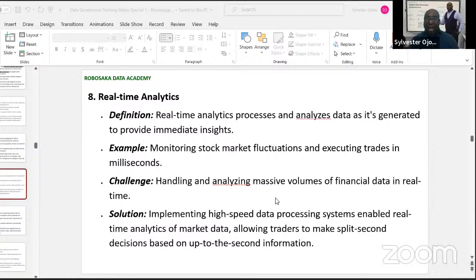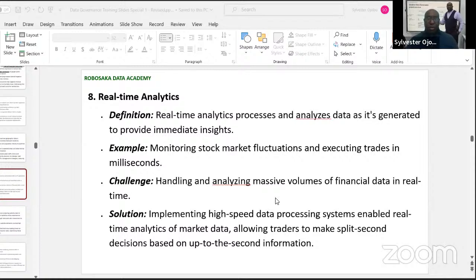You have to implement a high-speed data processing system. So that is where we're talking about, you must not have a system that is slow. That's why we have AWS. For example, BBC, even Netflix uses the AWS cloud to make sure they do what they are doing very fast, because it's very user-friendly and very fast in analysis.